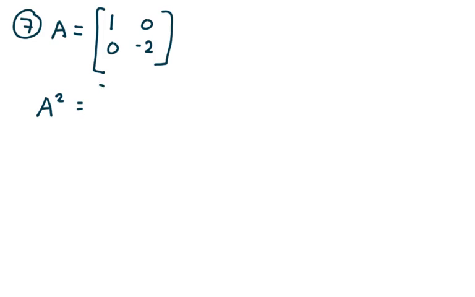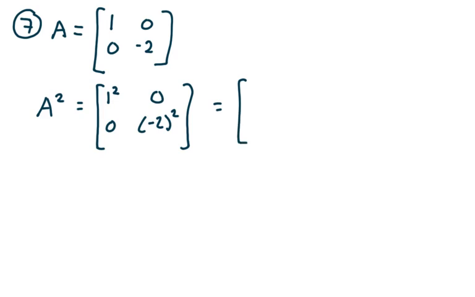Suppose I told you A is the diagonal matrix 1, 0, 0, negative 2. Now, suppose I want A squared. Essentially, I'm going to take the entries along the main diagonal and square them. And so I get 1 squared, 0, 0, negative 2 squared. And then if I simplify, I get 1, 0, 0, 4.